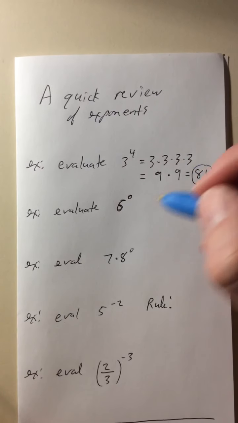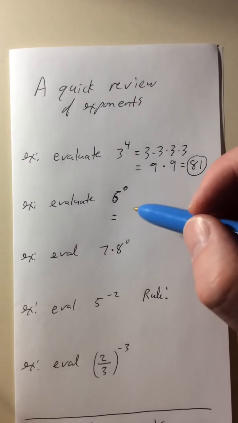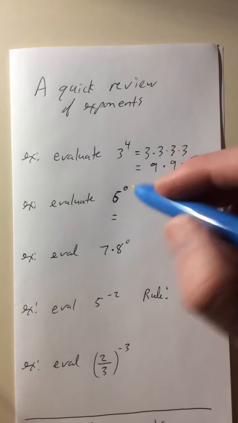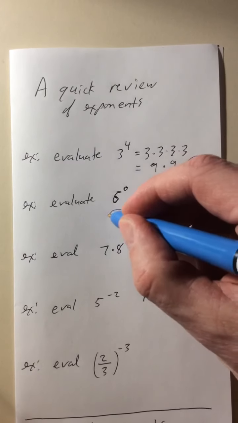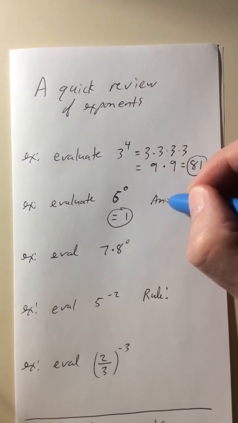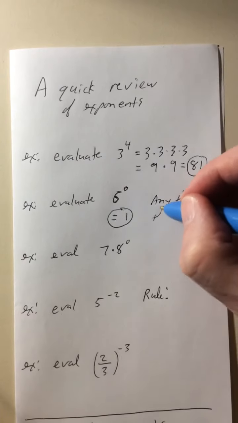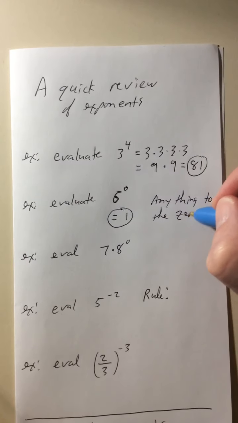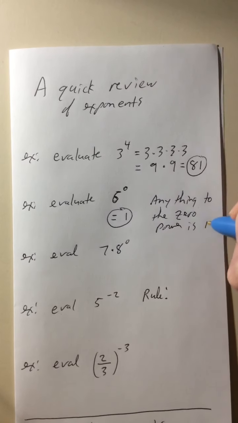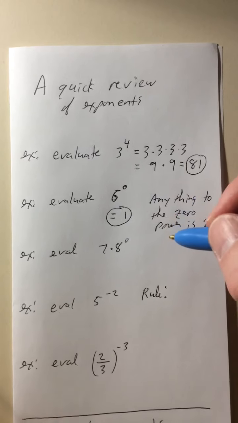Okay, so let's do this one here. This is probably the easiest problem on the whole lesson today. 6 to the 0 power is the same as anything else to the 0 power. It's 1. The rule is anything to the 0 power is 1. 1 million to the 0 power, still 1.